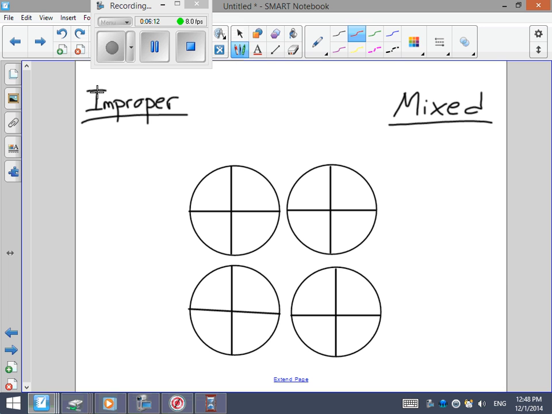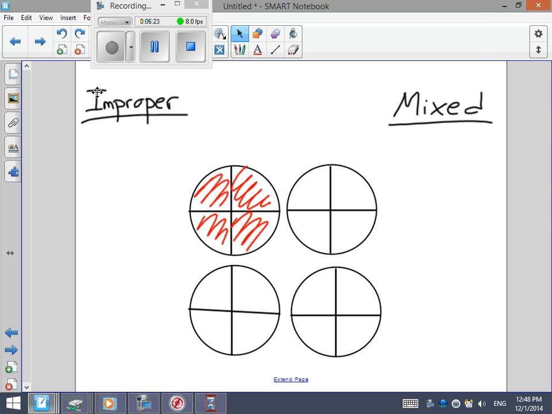If we're going to go improper, because the numerator has to be greater than the denominator, we can just fill one in right away. Actually, you know what? That right there can be represented as both. So improperly, that's 4 parts out of 4. That is not a proper fraction, that is an improper fraction. And if we were to write that as a mixed number, that is just 1 full pizza, right? So you just write 1 full pizza. Okay? But let's say we add some more.